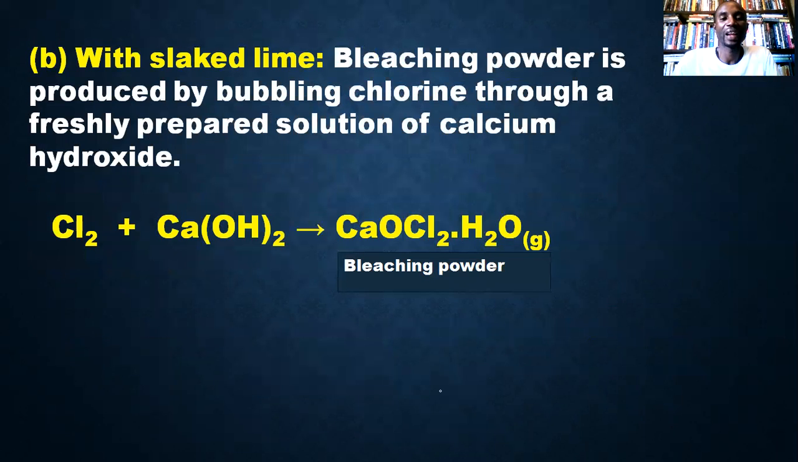It also reacts with slaked lime. Slaked lime is calcium hydroxide. Bleaching powder is produced by bubbling chlorine through a freshly prepared solution of calcium hydroxide. And it will produce bleaching powder. This is it, bleaching powder.